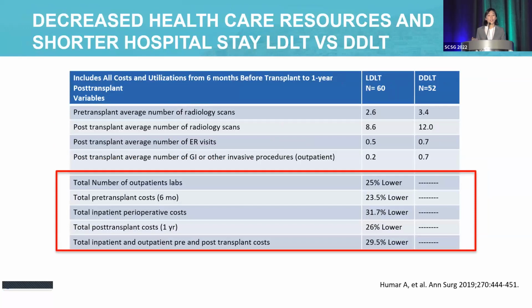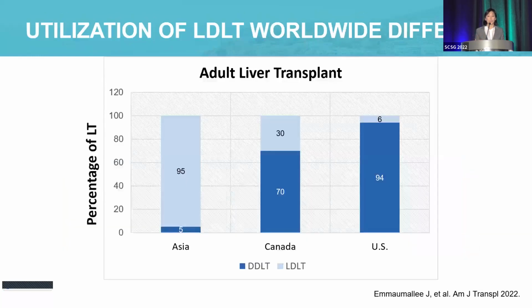How about healthcare costs? Shorter hospital stays and lower healthcare costs were found in a study done by the UPMC group, who do about 70 LDLTs a year. They compared 60 LDLTs to around 52 DDLTs, and they looked at 6 months pre-transplant and then up to over a year after transplant. There were fewer outpatient labs performed, fewer radiology scans, ER visits, and GI procedures. So really, patients are being transplanted at lower MELDs and they're doing well, so they're having fewer hospitalizations.